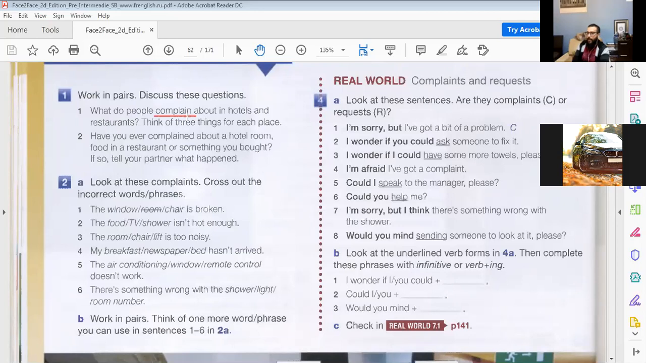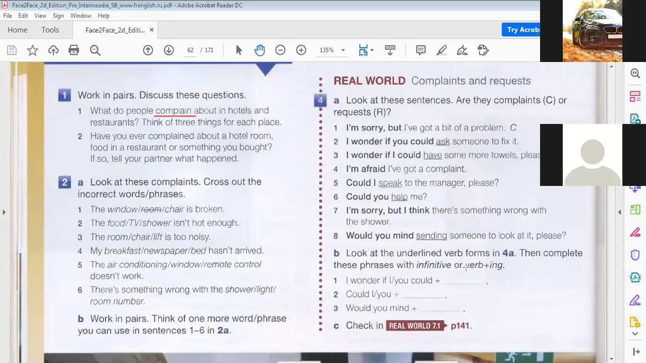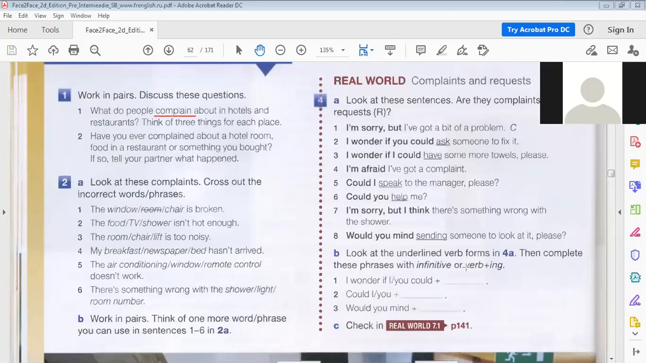So complain, this is when there's a problem and you want to talk about it to the manager or to the owner of the hotel or the restaurant. Do you get the idea, Rashid? Complain. What is it in Arabic? What do you think it is?